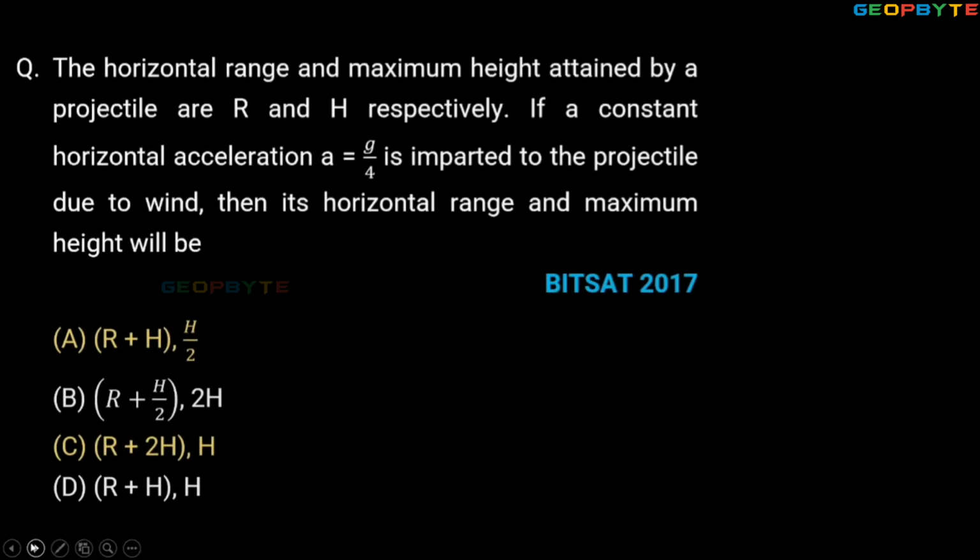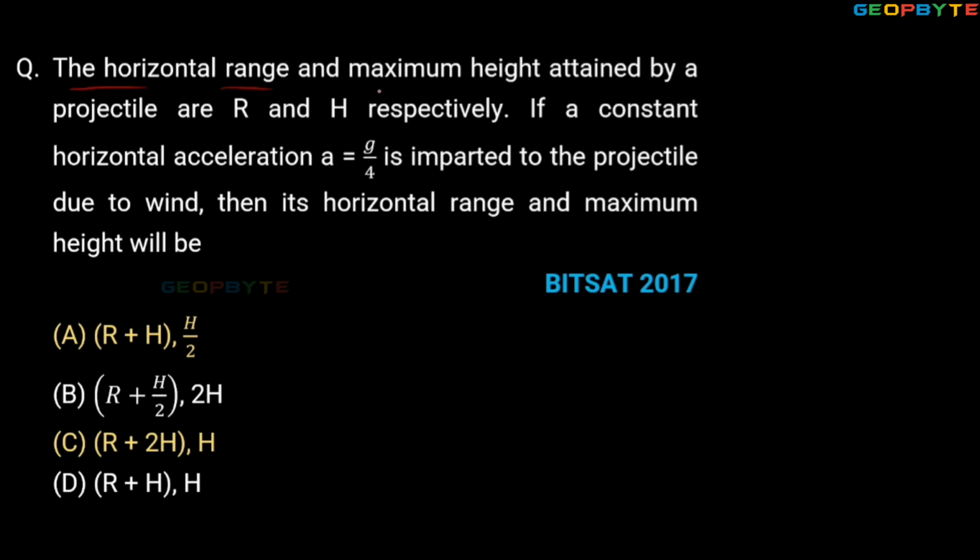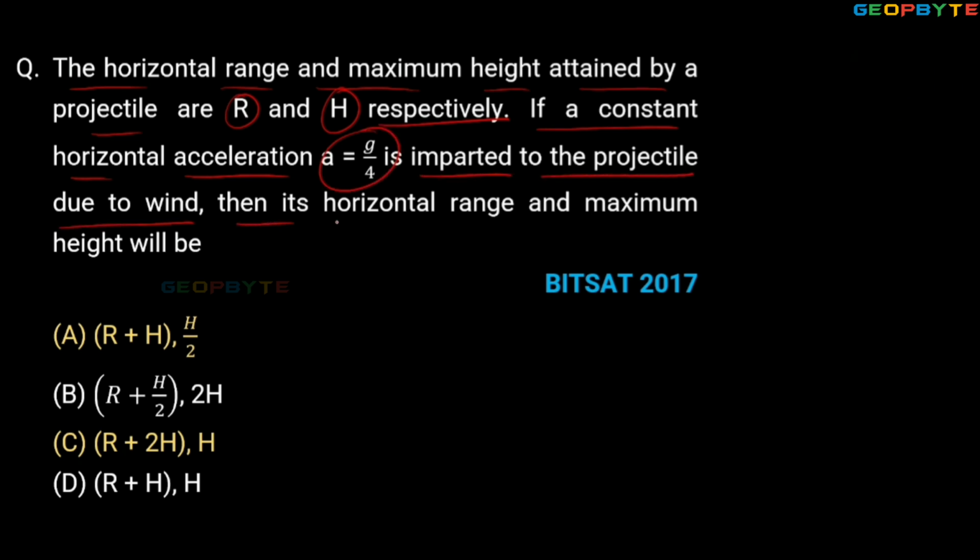It is asking like this. The horizontal range and maximum height attained by a projectile are capital R and H respectively. If a constant horizontal acceleration a equal to g by 4 is imparted to the projectile due to wind, then find its horizontal range and maximum height. Dear friends, remember here the wind effect is developed only on the horizontal movement.